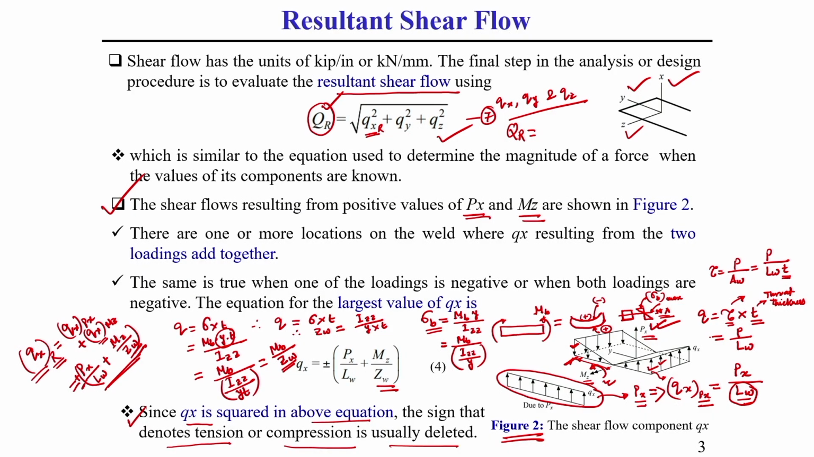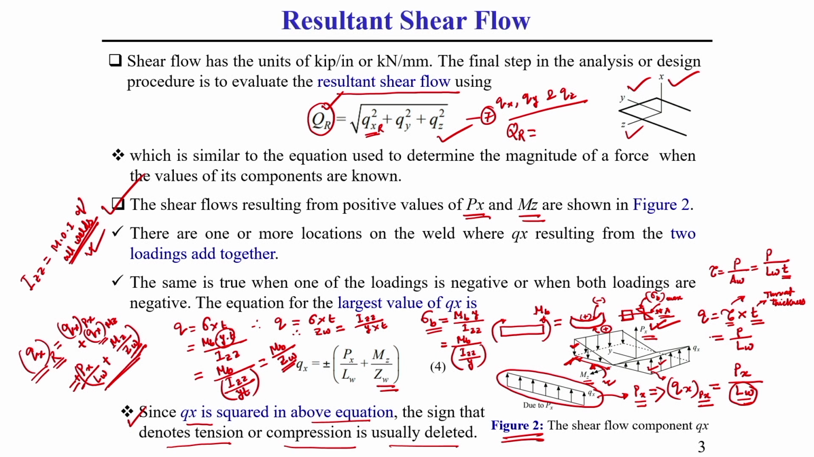And this Izz you should always keep in mind: Izz is equal to your overall second moment of area, or overall moment of inertia, of all welds. Whatever welds there will be in this location, those welds you need to consider. Always keep it in mind. Now, this is the Qx resultant you got.